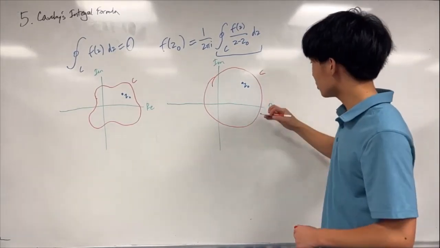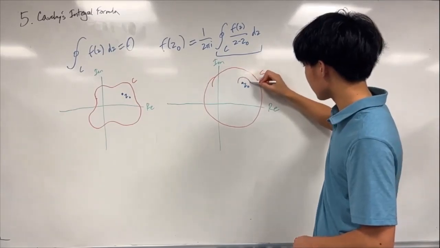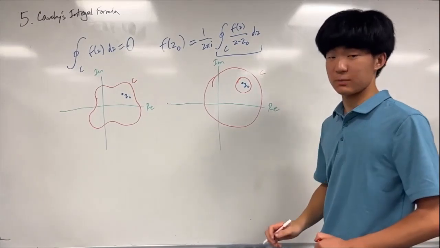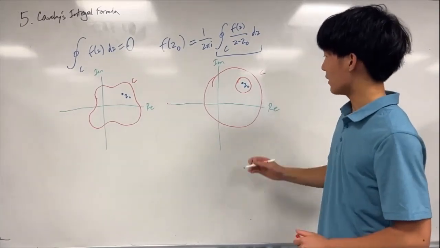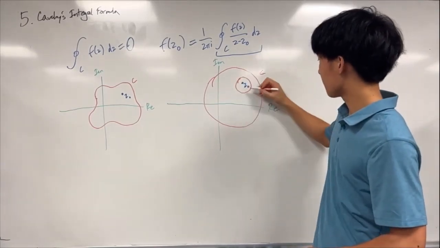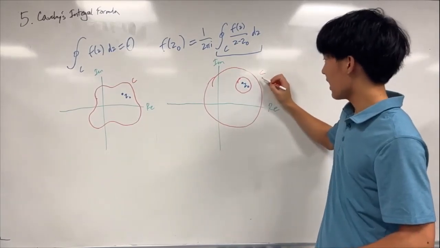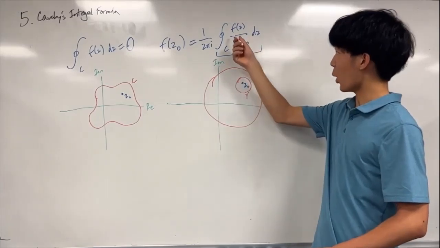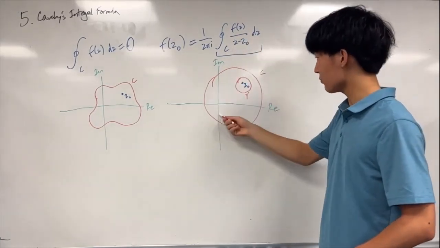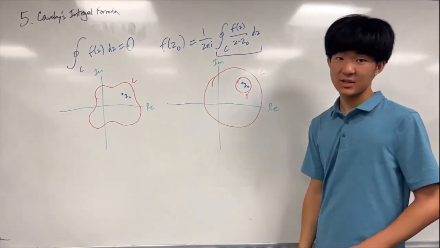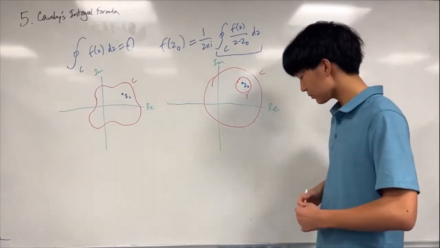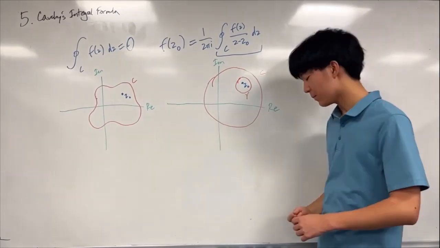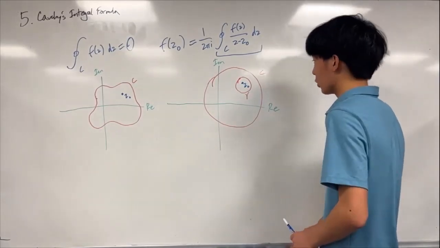Well, what we can do is draw a smaller circle, an arbitrarily small circle, within C that encloses this point z sub 0. And now you can see that in this area that's within C and outside the smaller circle gamma, f of z over z minus z sub 0 is holomorphic, because the region doesn't contain z sub 0. So, how do we make this into a contour? Well, we can split it up into two contours.